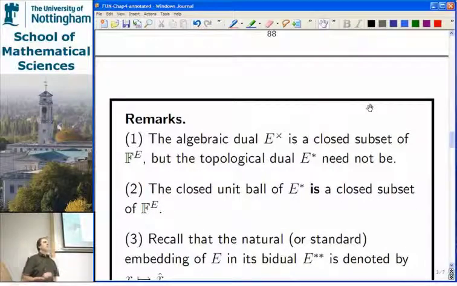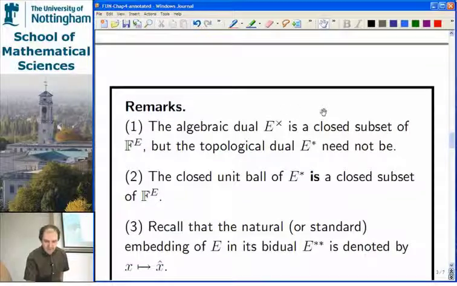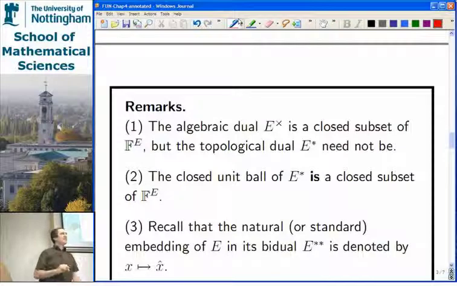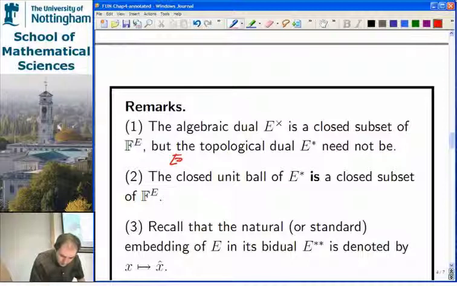However, there are some preliminary remarks. Now, E cross, the algebraic dual, whereas E cross is not a very nice thing, it is, however, closed in the product topology. It is a closed subset of F to the E. The topological dual space need not be, and indeed usually isn't. So I'll leave this as an exercise to think about. I may say a bit more about that in a moment.